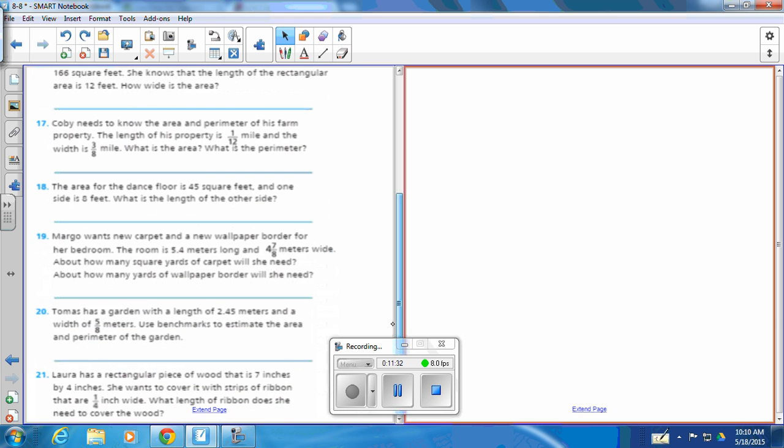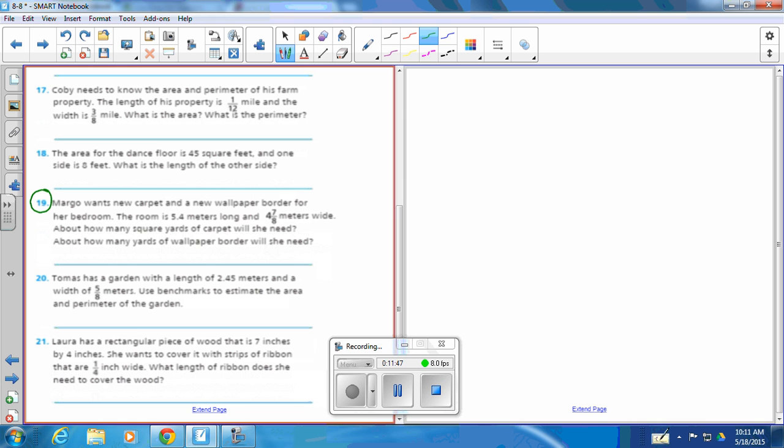Okay. There's also one like number 19 I wanted to point out to you. If you read number 19 carefully, it says Margot wants new carpet and new wallpaper border for her bedroom. The room is 5 4/10 meters long and 4 7/8 meters wide. Then there's a key word here that says about. How many square yards of carpet will she need? And about how many yards of wallpaper border will she need?